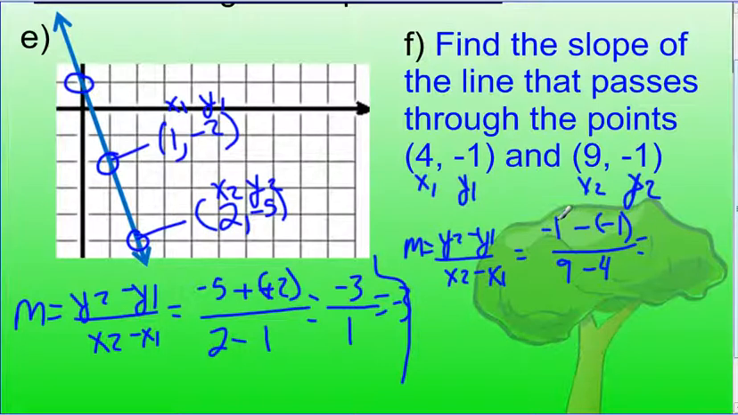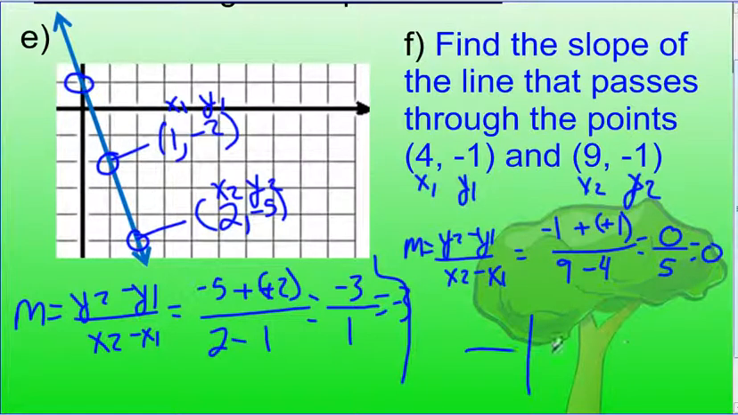Let's see, keep, flip, change. -1 plus 1 is 0. 9 minus 4 is 5. And 0 divided by 5 is 0. So in this problem, we actually got a 0 slope. A 0 slope is a perfectly flat line.